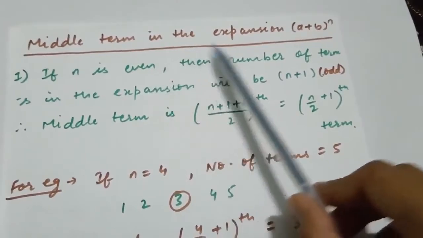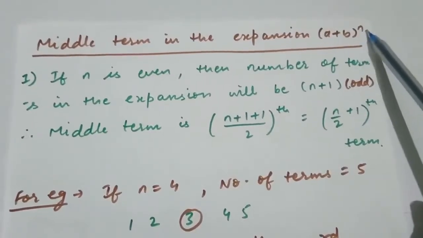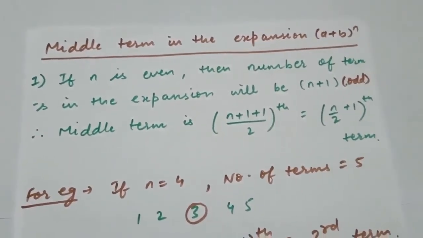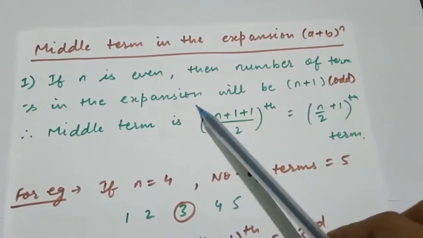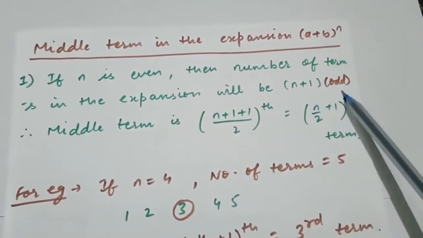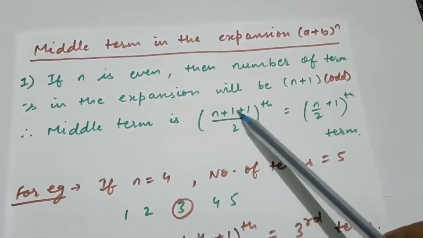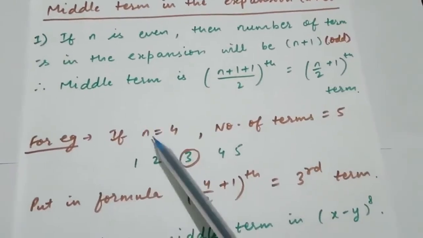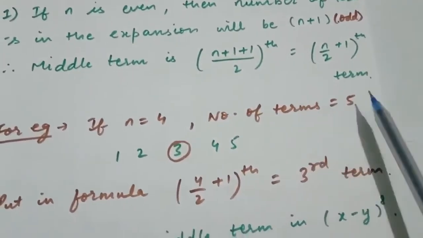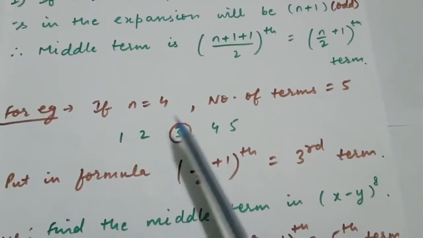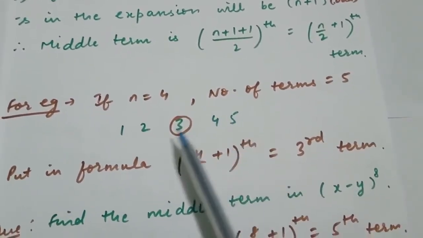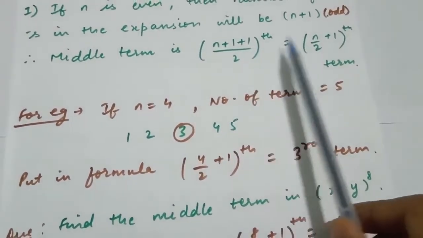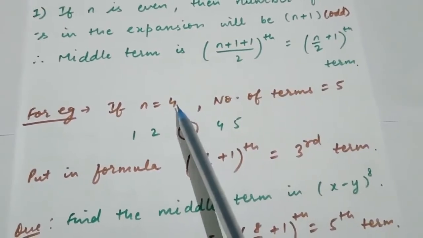Also we know when the index is n, then the number of terms is more than the index, that is n plus 1. So if n is even, the number of terms will be n plus 1, so it will be odd. Therefore the middle term is the (n plus 1)/2th, that is (n/2 plus 1)th term. See, for example, if n is 4, the number of terms will be 5. So this is first, second, third, fourth, fifth term. So in the middle you can see the third term is in the middle. Also now checking it by the formula, in place of n put 4.